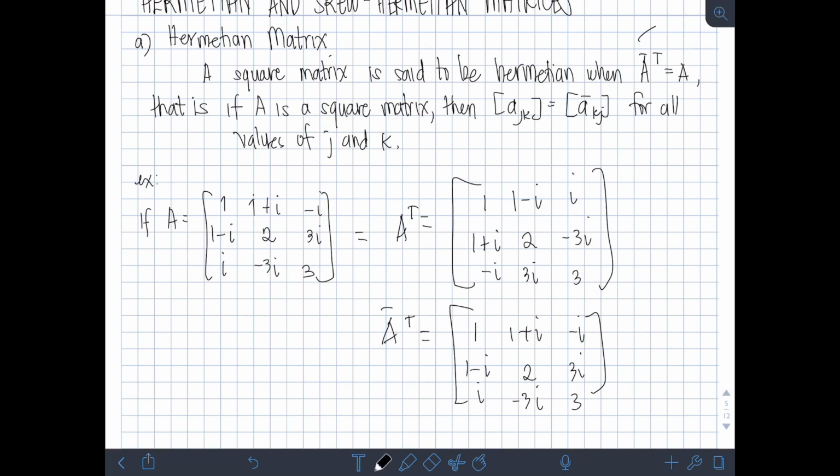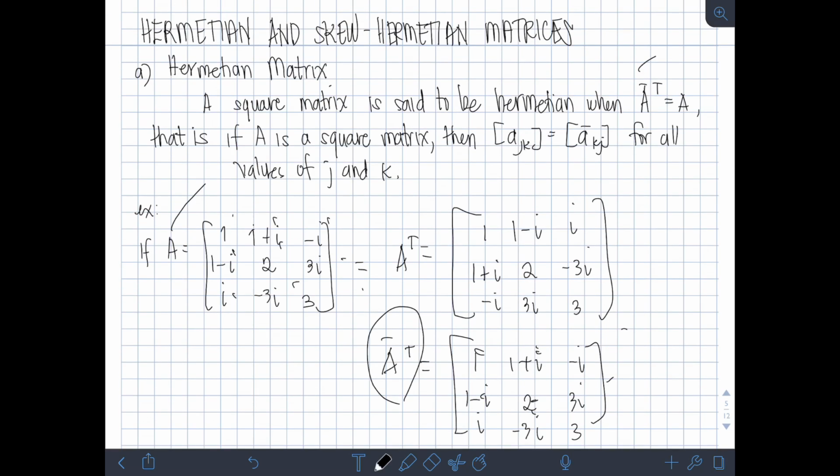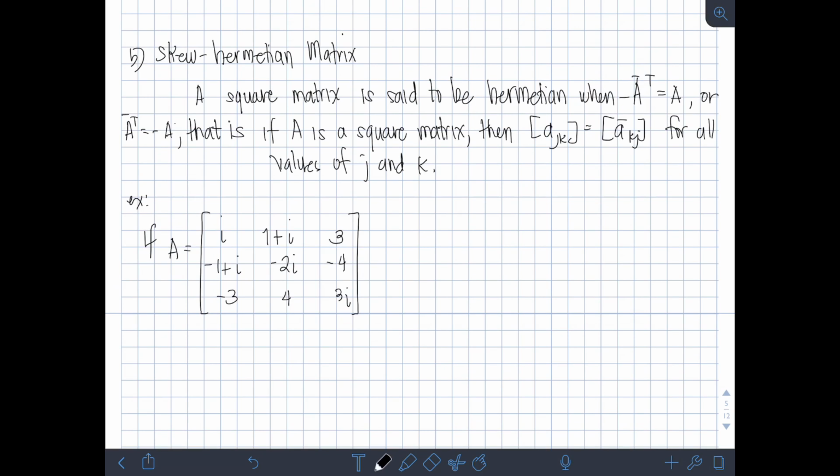Okay, so mapapansin nyo, itong original matrix natin na A ay equal siya sa nakuha nating A transpose conjugate. So, pag chinek nyo yung bawat element, similar sila. Right? So, this is an example of Hermitian matrix. Next, we also have the Skew Hermitian matrix. A square matrix is said to be skew Hermitian when the negative of A transpose conjugate is equal to A, or A transpose conjugate is equal to negative A.